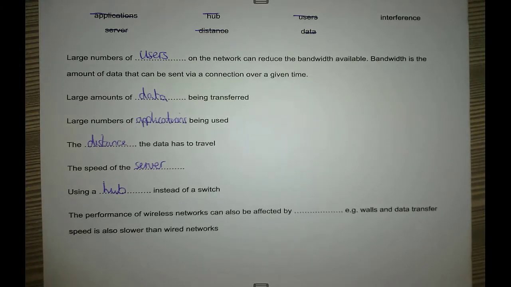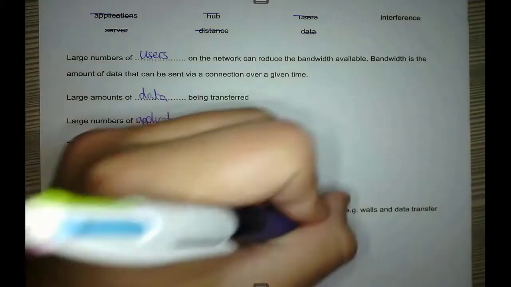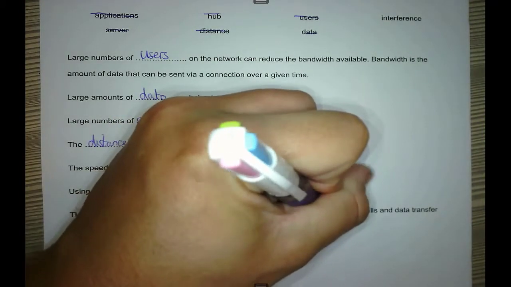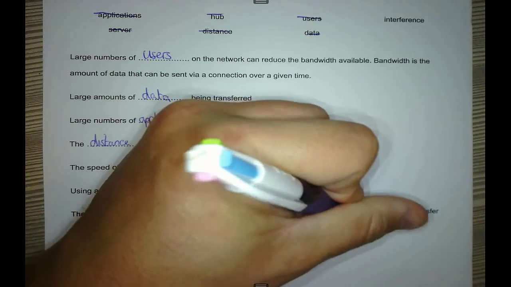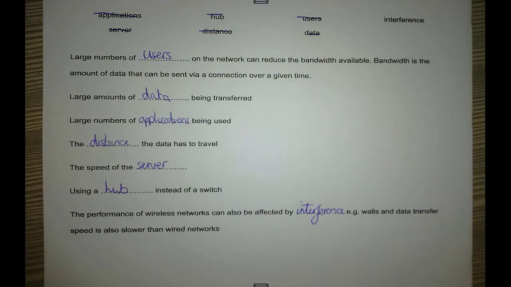And then that means we've got the performance of wireless networks is also affected by interference. So particularly on wireless networks, things like walls and such can affect your signal strength. Microwaves and different types of radio frequencies can affect the strength of your wireless signal. And there are your answers to the factors affecting network performance fill in the blanks activity.